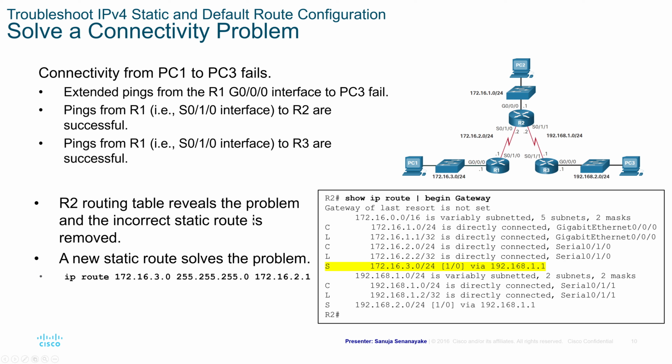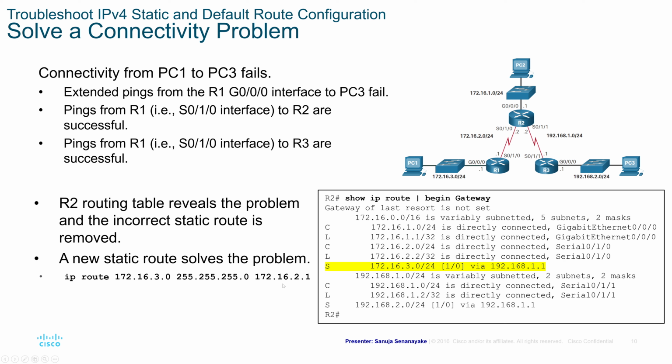The R2 routing table shows the problem, and the incorrect static route is removed. If you go to the R2 router and type show IP route and then filter for the gateway, you see that there is an incorrect static IP route that needs to be removed. A new static route solves the problem. The new static route would be IP route 172.16.3.0 255.255.255.0 172.16.2.1, and that would give the new static route.